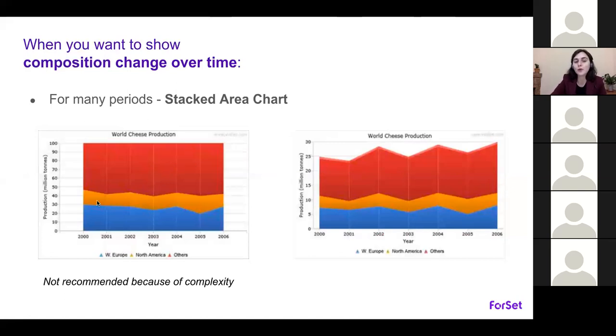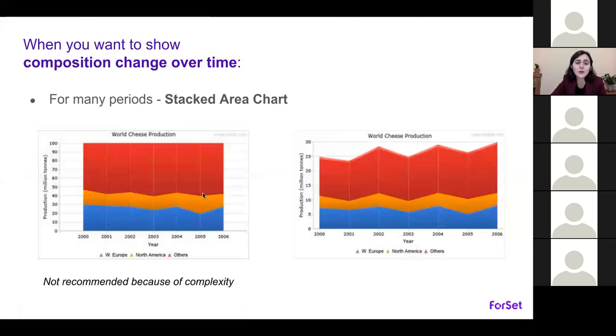But if you want to show the changes between the orange parts, for example, this is world cheese production, and the orange part displays North America. And if we want to see how North America's cheese production has been changing over the years, this is not really the best chart type because we cannot see the difference between 2000 and 2004, because the starting points are different in these cases.